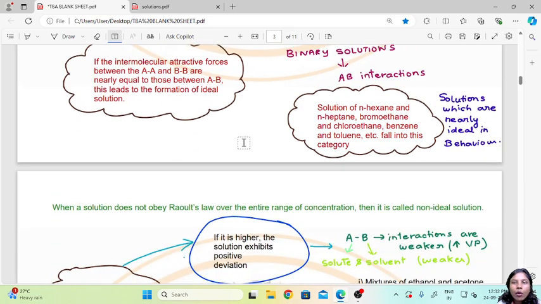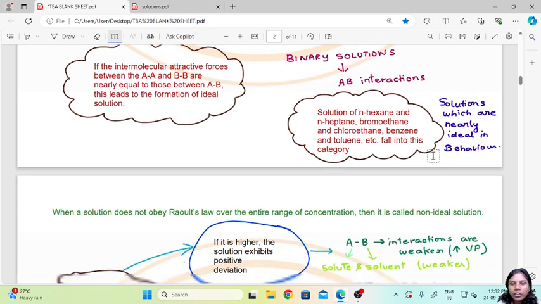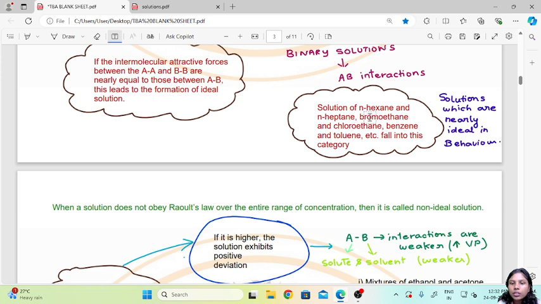Okay. Now ideal solutions are rarely present, but some of the solutions which are nearly ideal in behavior are solutions of n-hexane and n-heptane, bromoethane and chloroethane, benzene and toluene, etc. They all fall into this category.